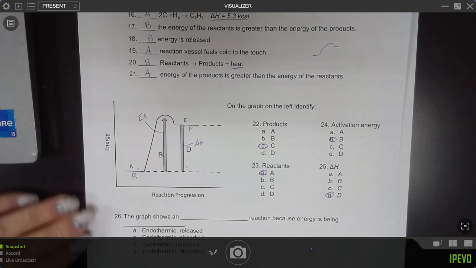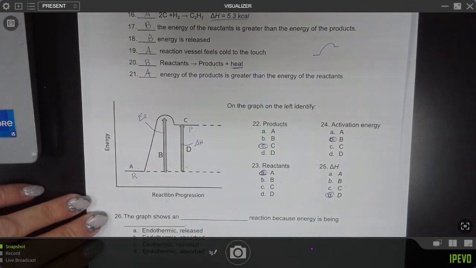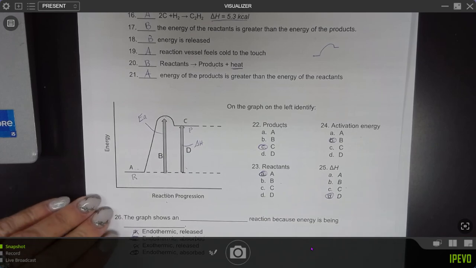All right. This graph shows an endothermic graph. Oh, this one has two answers. It's endothermic because energy is being absorbed. So B or D are correct. Okay, so let's go on.